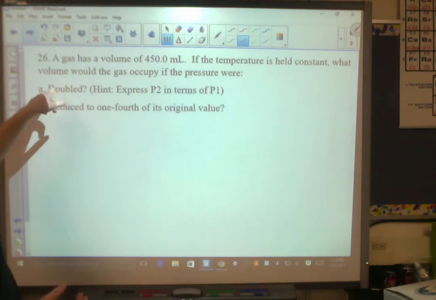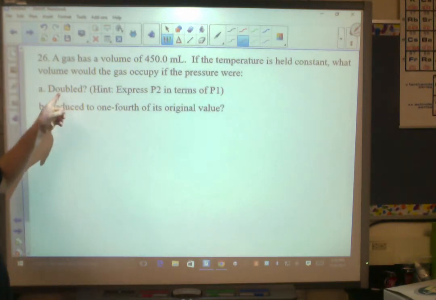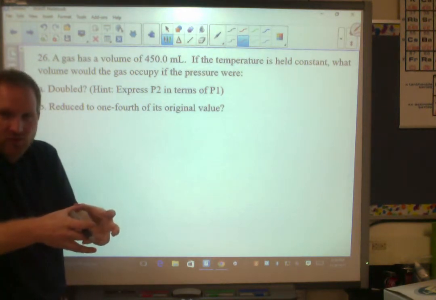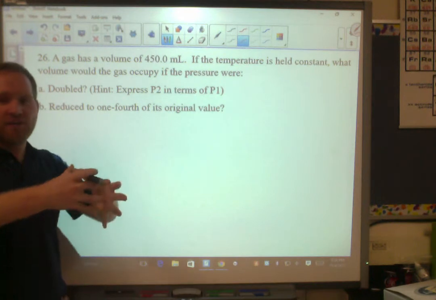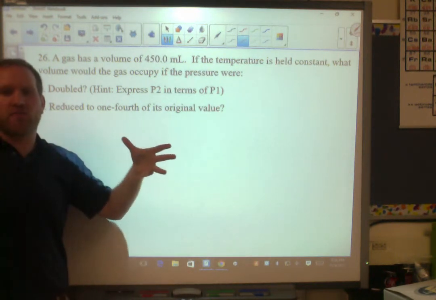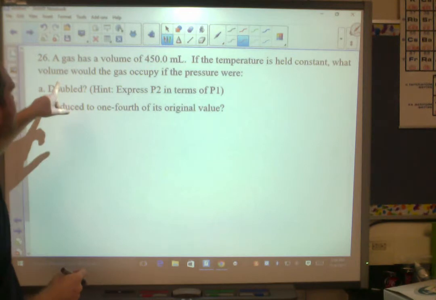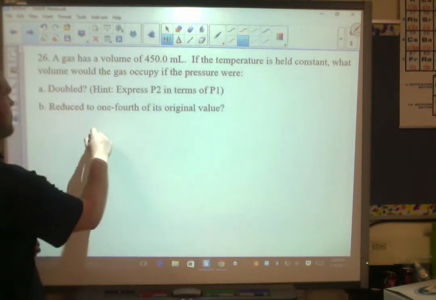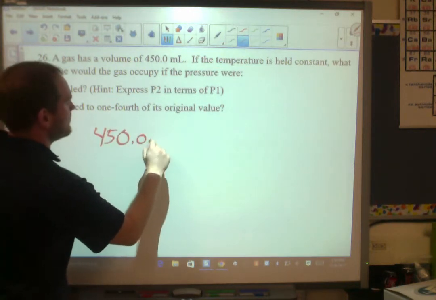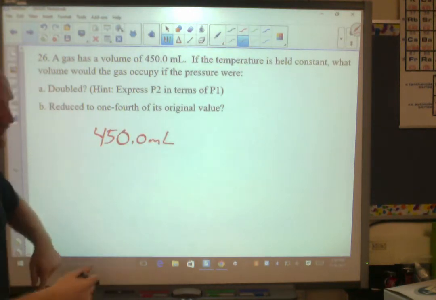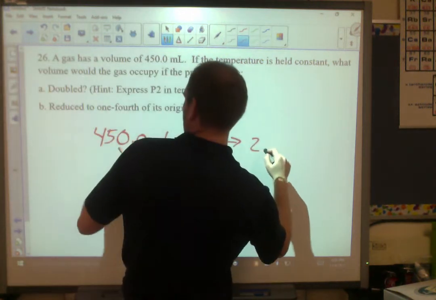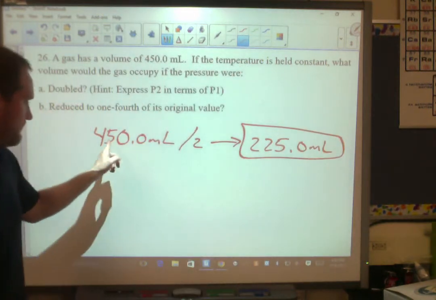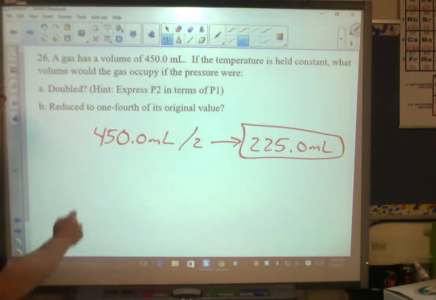You have to do something to the gas to get the pressure to double. Now in this case, what it's saying is, what would you have to do to the volume to get the pressure to double? Well, based on what we know about gases, if you squeeze a gas down to a smaller volume, the pressure is going to increase. If you stretch that container out and increase the volume of that container, the pressure is going to decrease. So in this case, if I want to double my pressure, I'm going to have to squeeze that container to half the size. So 450.0 milliliters cut down to half the size, divided by 2, is going to give me 225.0 milliliters. 4 sig figs. Okay? So that's letter A.